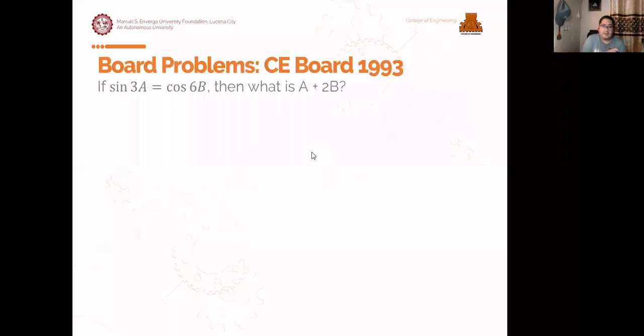If sine 3a is equals to cosine 6b, then what is a plus 2b? Okay. So, pinapahanap ngayon yung value na a plus 2b given yung values natin na yan. So, paano natin i-calculate ngayon yan? Okay. Sine 3a is equals to cosine 6b.